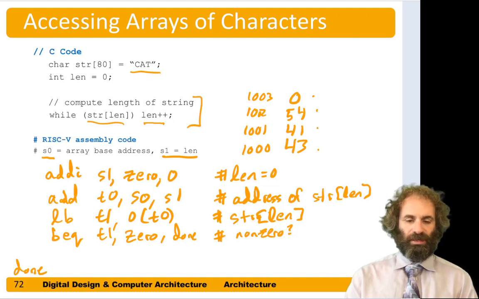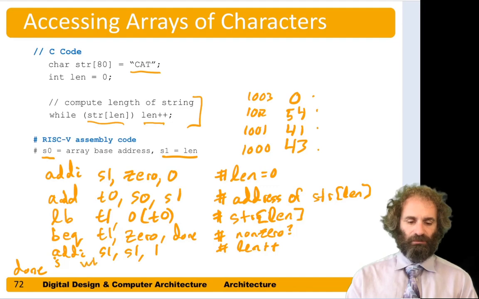Otherwise, we want to add one to length. Add S1, sorry, S1 is length. That gives us our length plus plus, and finally jump back to the while loop. And the while loop starts here, where we're accessing the element of the array.